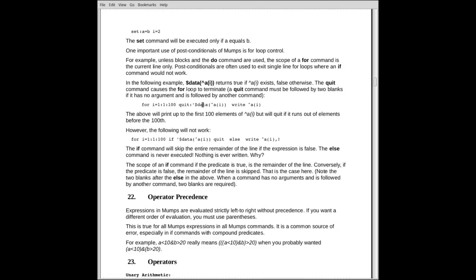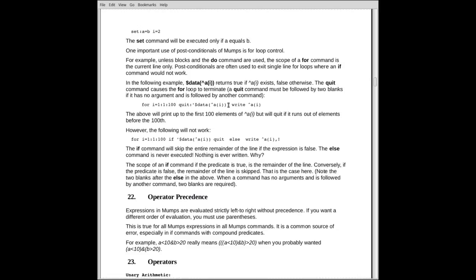If it does, the value coming back here will be non-zero, and not non-zero is false, so the quit will not execute. Follow what I'm saying there? We will do the write. So in other words, if the node exists, $data will return true, not true is false, the quit won't execute. We will move on to the write. If the node doesn't exist, $data will return false, 0. Not false is true, the quit will execute, we will exit the loop.